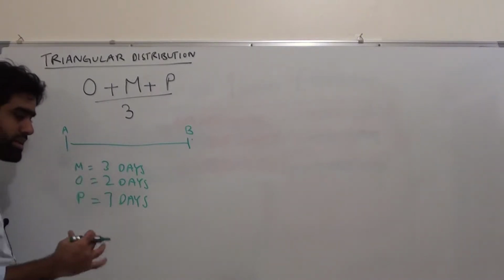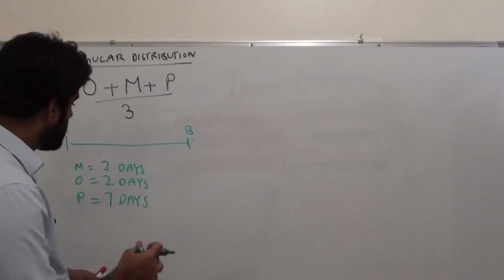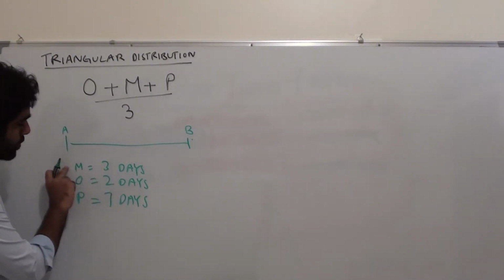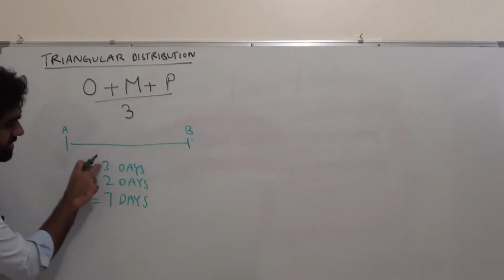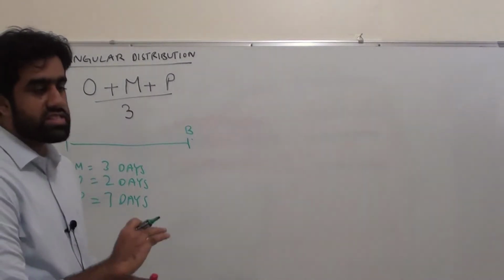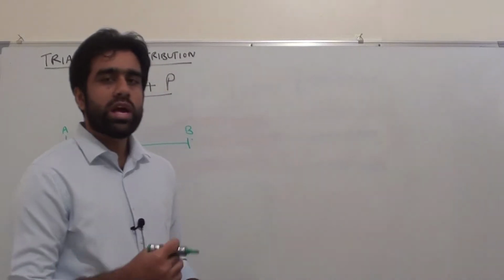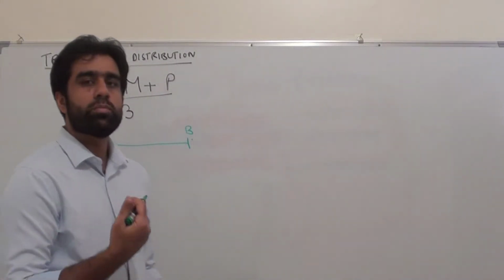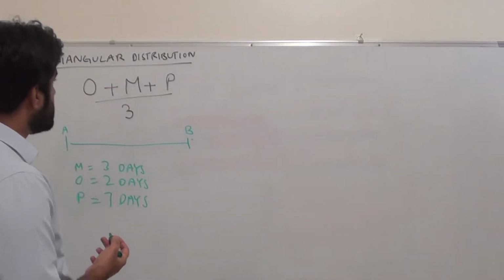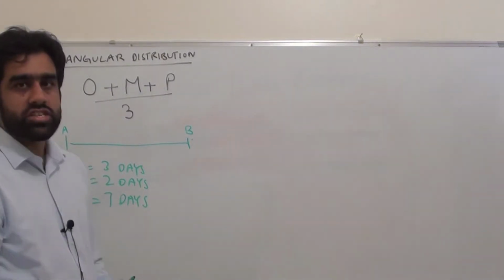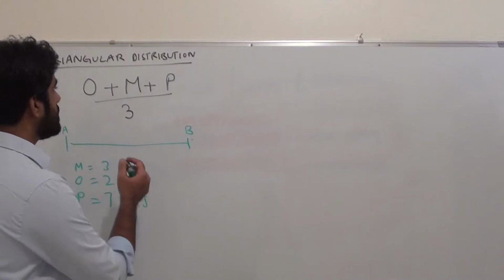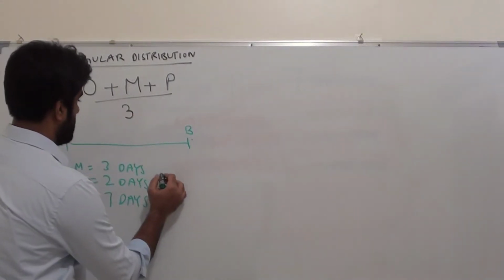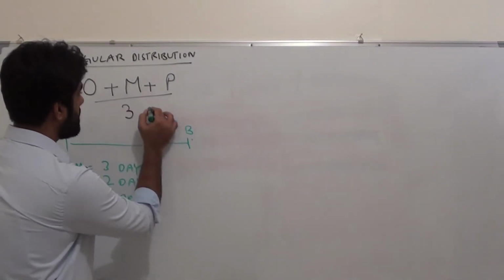The important thing to note here is that the difference between optimistic and pessimistic, and optimistic and most likely, doesn't need to be equal. From optimistic to most likely the difference is only 1, but from most likely to pessimistic the difference is 4 days. So they are independent of each other. You calculate based on the worst case scenario and best case scenario. So if we have to calculate the duration using triangular distribution, this will be it.